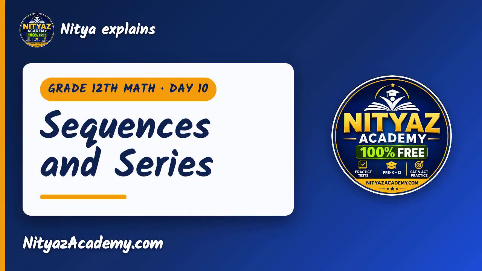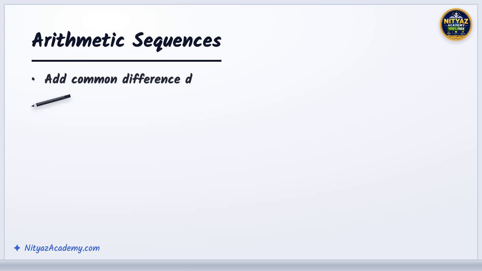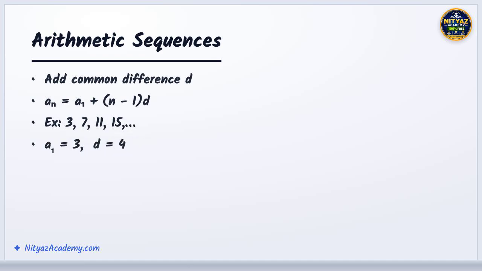Let's learn sequences and series together, step by step. A sequence is an ordered list of numbers. In an arithmetic sequence, you add the same fixed amount, called the common difference d, to get the next term. The nth term equals the first term plus n minus 1 times d. For 3, 7, 11, 15, the first term is 3, and d is 4.